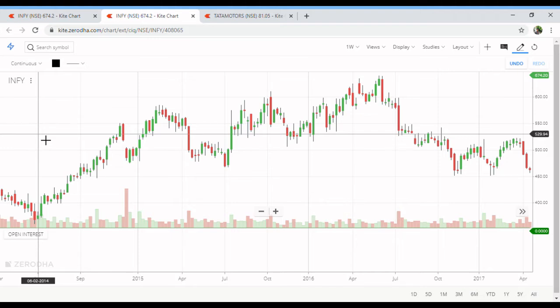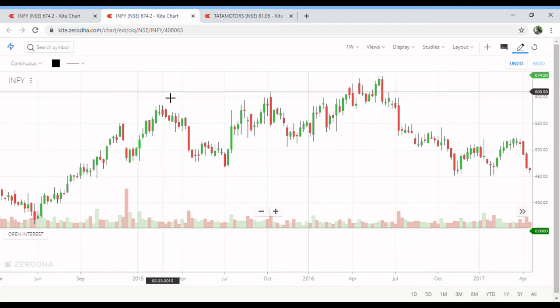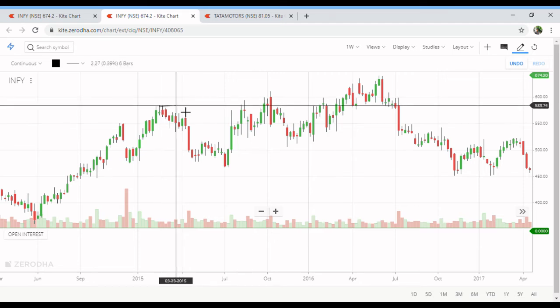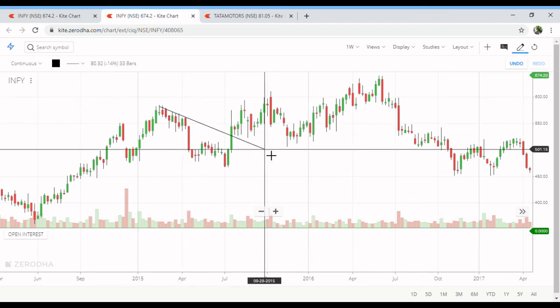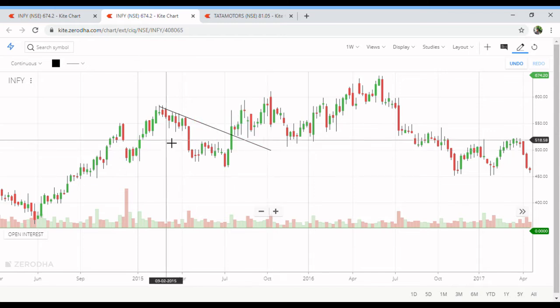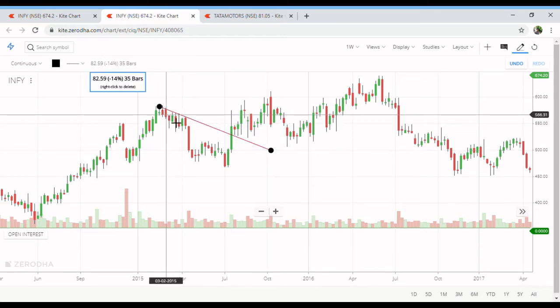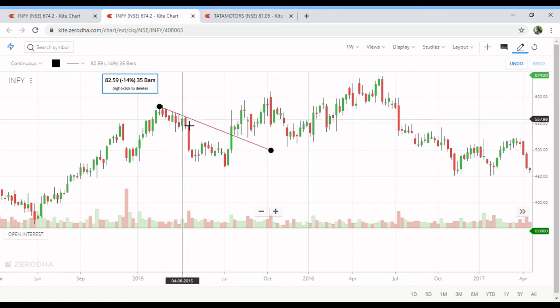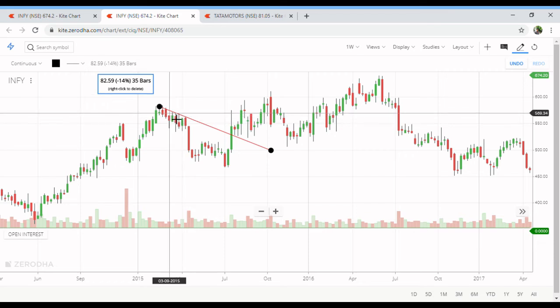Now I will show an example, one for the bullish breakout and one for the bearish breakout. I have a weekly chart of Infosys. Here you can see, let me connect multiple lows and multiple highs. You can see that the resistance level of Infosys has been becoming lower; for every particular week, the resistance level is moving down.